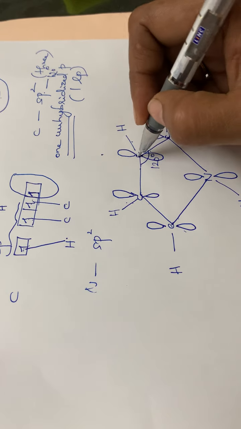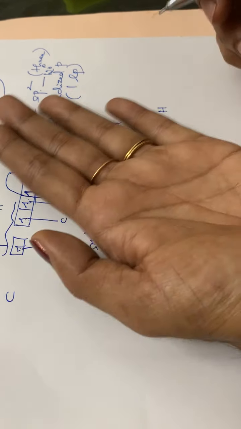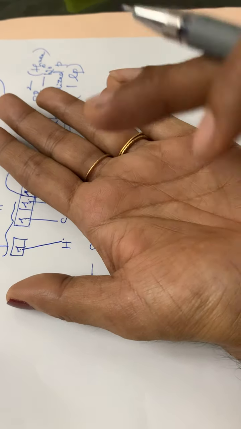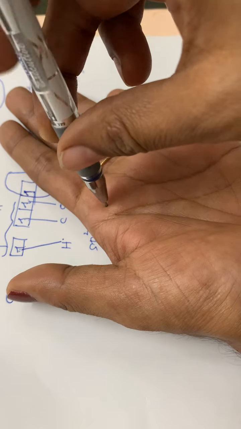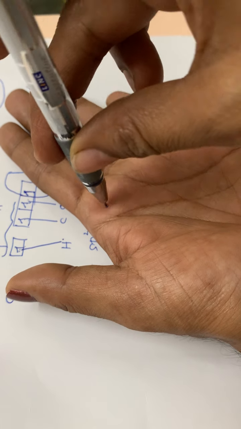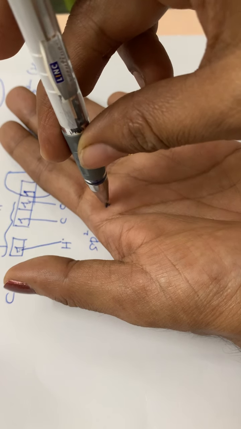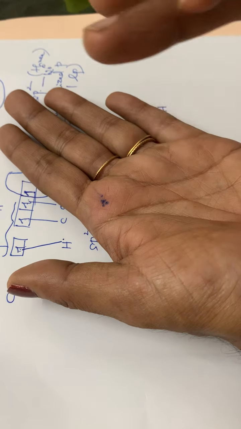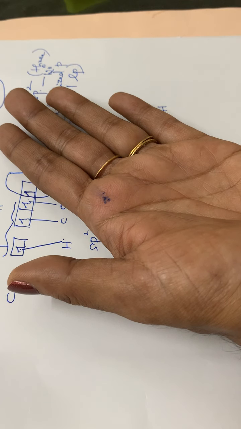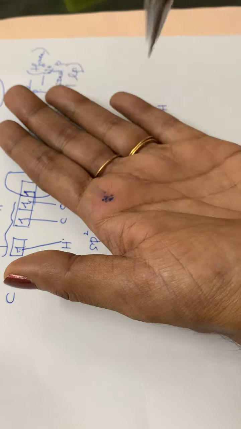So this unhybridized p orbital will be lying perpendicular to the plane of the ring. Suppose this is the plane of the ring. Suppose this is the pyrrole ring, then we can say that the unhybridized p orbital will be lying like this, the position of the pen. Okay, you have to keep in mind the position of this pen. That means this pen is the unhybridized p orbital, and my hand is the plane of the ring. So this will be the position of the unhybridized p orbital.